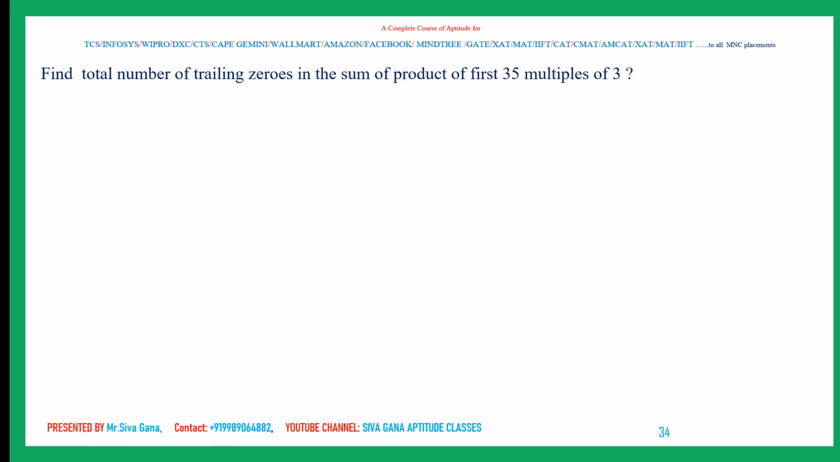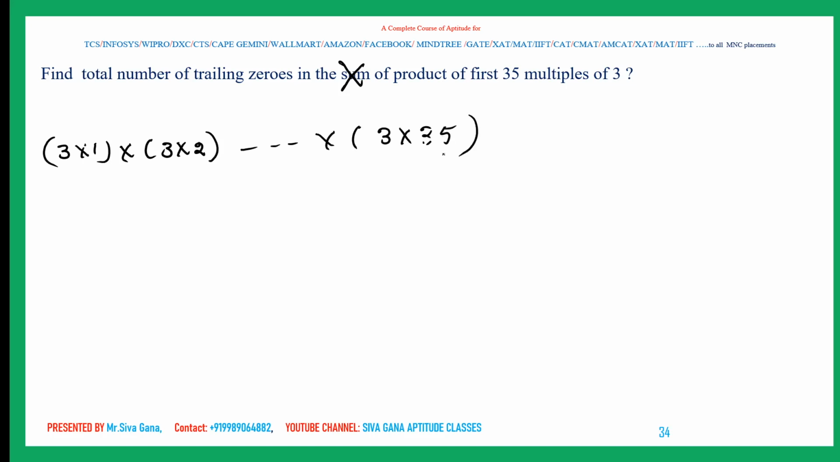Next question. Find the total number of trailing zeros in the product of the first 35 multiples of 3. Not the sum, the product of the first 35 multiples of 3: 3 into 1, 3 into 2, like this. First 35 multiples. 3 into 35, which is nothing but 3 power 35 into 1 into 2 into 3 and so on up to 35, which is nothing but 35 factorial. 35 factorial, 3 power 35.